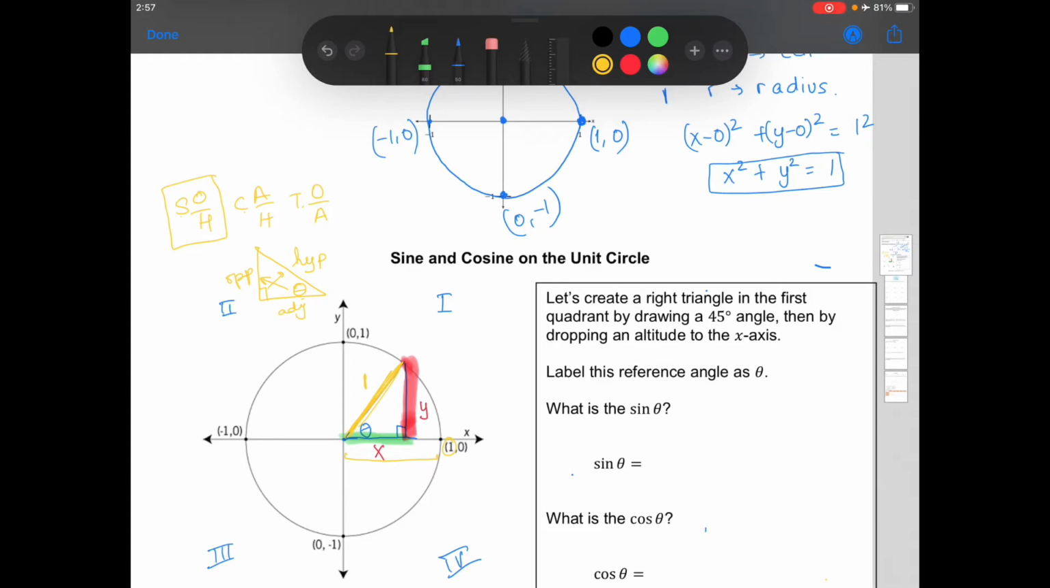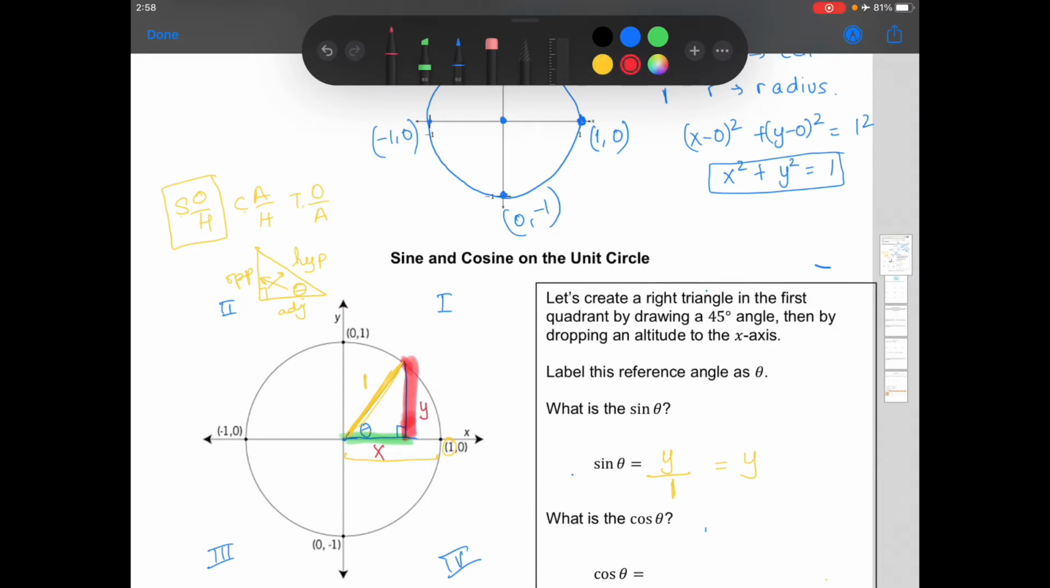Whenever I talk about opposite, adjacent, and hypotenuse in trig, I'm talking about the sides of a triangle. So here, sine theta is opposite over hypotenuse. What is opposite to this theta? It is my y, over hypotenuse, which is 1. So basically, anything over 1 is just y. So can I say sine theta is y?